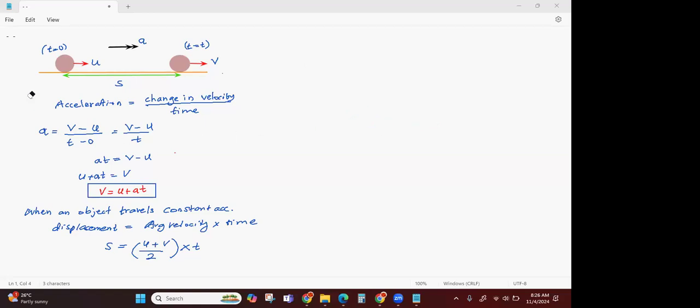So therefore, I can write the equation S equals u plus v divided by 2 into time. So this is the second equation. You can write down this now. Okay. Yeah.